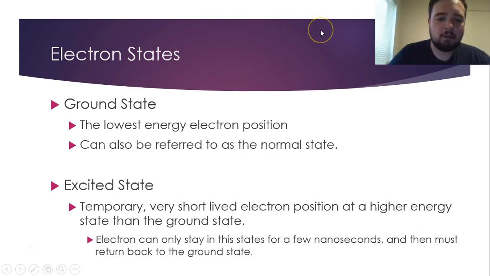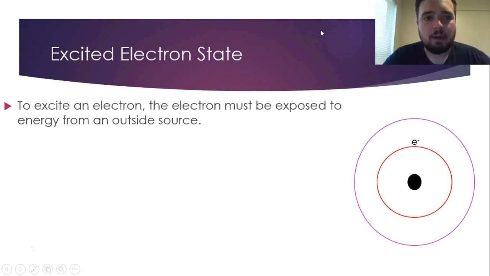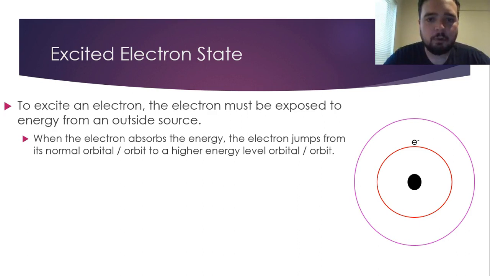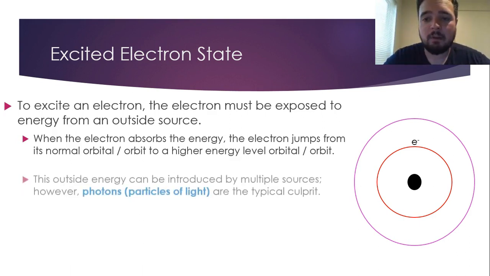All right, so kind of jump into excited electron states. To excite an electron, the electron must be exposed to some type of energy from an outside source. When the electron absorbs the energy, the electron jumps from the normal orbit or orbital that it's in to a higher energy level orbit or orbital that it's not in.